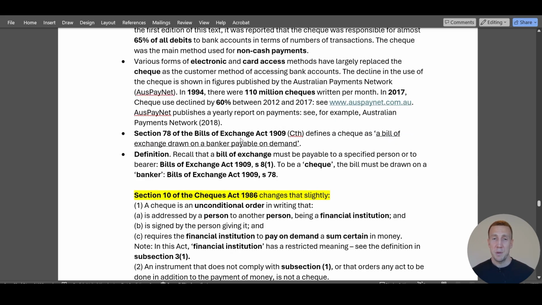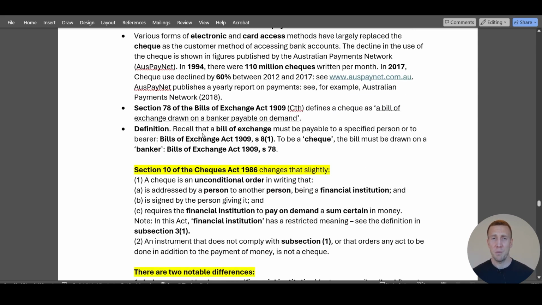Section 78 of the Bills of Exchange Act defines a check as a bill of exchange drawn on a banker payable on demand. Recall that a bill of exchange must be payable to a specified person or to bearer. To be a check, the bill must be drawn on a banker.